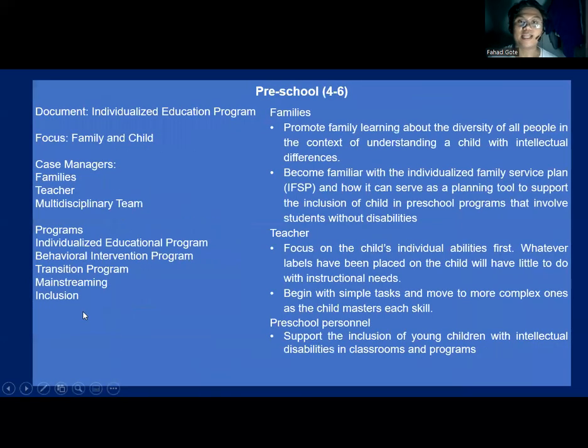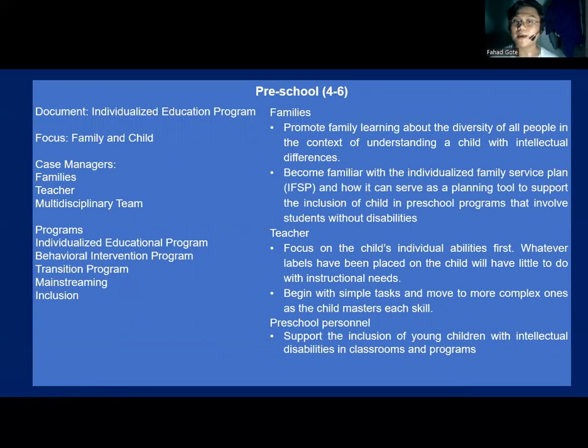For the preschool, it is the transition to formal schooling, and the document is the individualized education program. The individualized education program includes the behavior intervention program, transition program, mainstreaming, and inclusion.